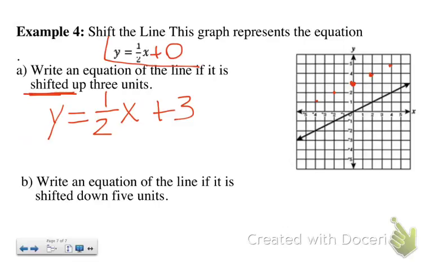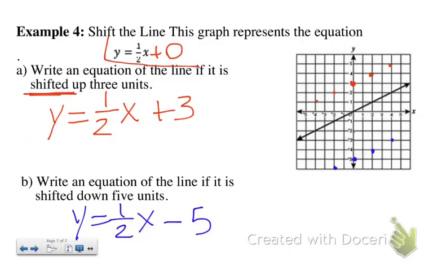And then letter B says, write an equation of the line if it is shifted down 5 units. So again, the slope is going to stay the same. It's just going to have a different y-intercept. So now I'm going to go down 1, 2, 3, 4, 5 on the y-axis. And it still has the same slope, just a different y-intercept, so minus 5.